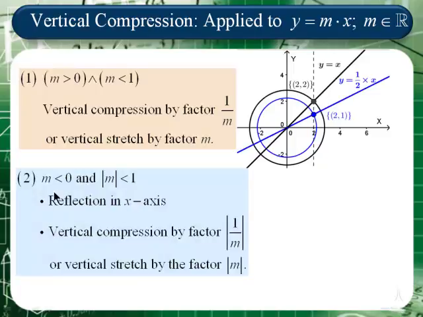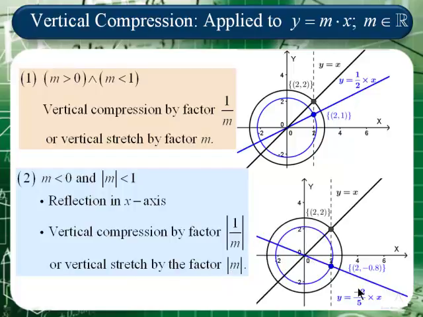The second scenario is where m is negative. Remember, that automatically means a reflection in the x-axis, and if the absolute value of m is less than 1, then it's a vertical compression by the factor the absolute value of 1 over m, while it's a vertical stretch by the factor the absolute value of m.